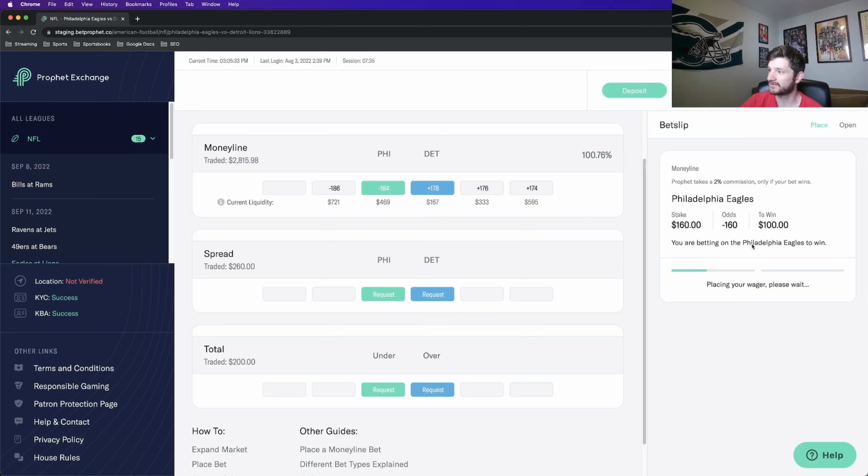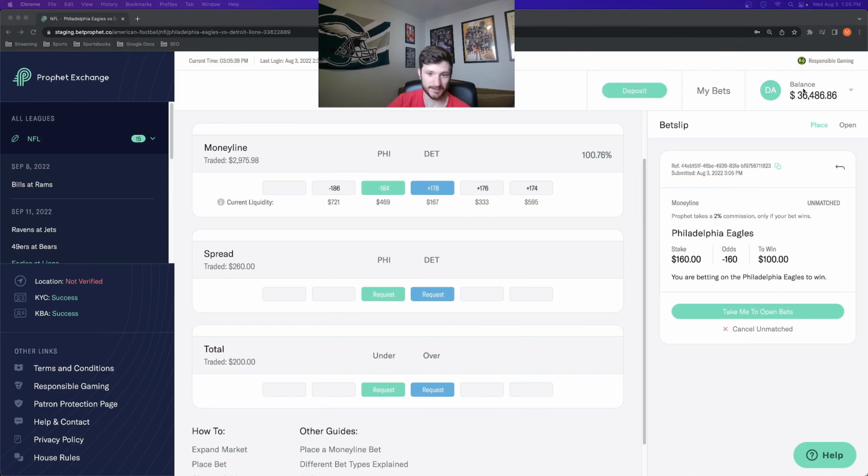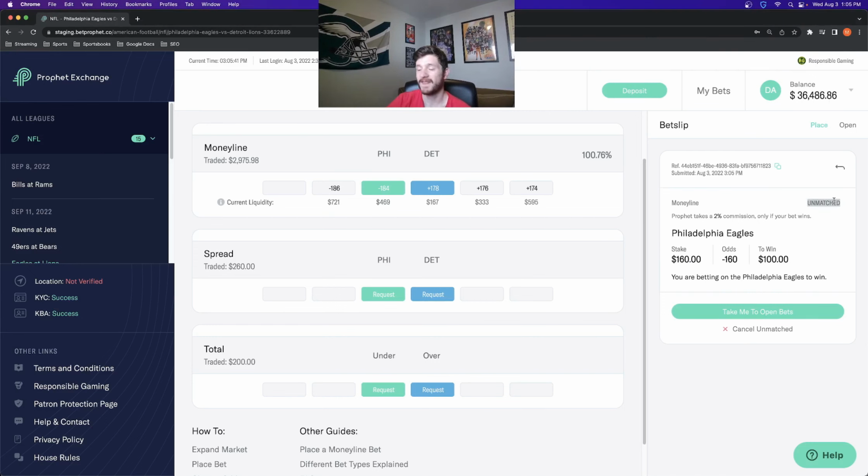So confirm, enter. What you will see, the money got deducted from my account, which is the balance you see up here. But you see right now, it's unmatched. So I'm setting my own money line amount. But it's going to be unmatched until all of the liquidity at the Lions above this amount has been taken away. And then it will show up as available. Do they want to take this at plus 160 odds for the Lions at $100 of payout?